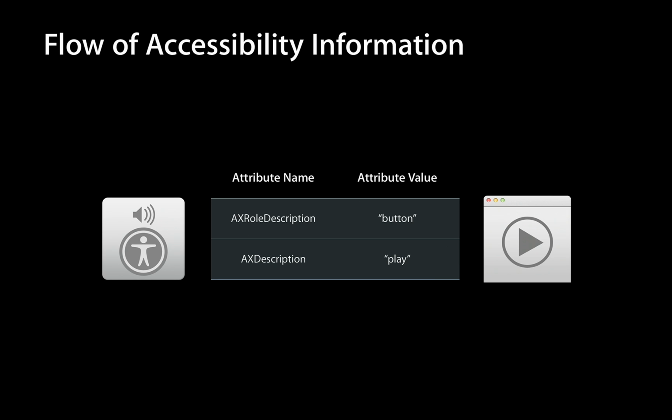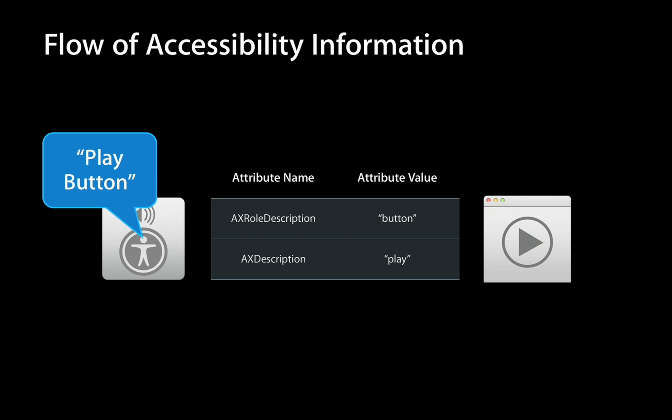In this case, VoiceOver could ask for a role description and get the type of UI information back, which is button. Or it could ask for AX description, which describes what kind of function this UI presents. In this case, you could return the string play. So VoiceOver could then take these two pieces of attribute information and either speak or output to Braille the words play button.